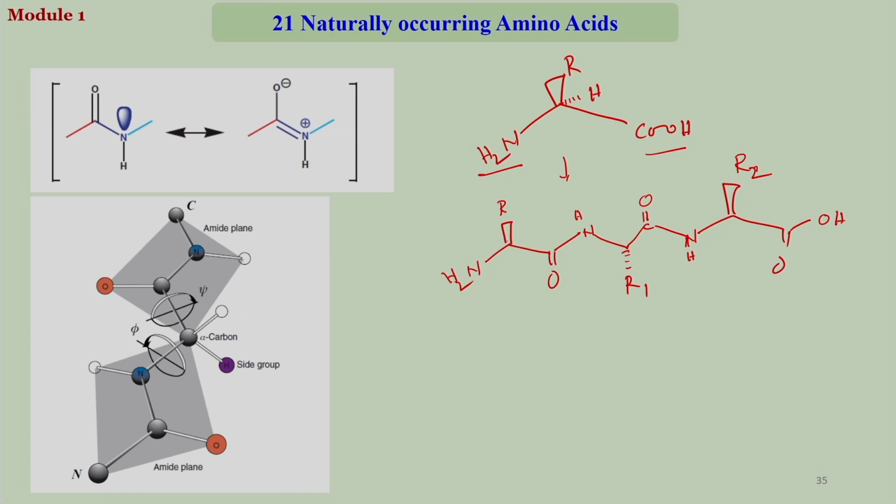You can draw it in many other ways, and you can see that they have a peptide bond, which is basically an amide bond. Now, this peptide bond exists in two different structures. It can have resonating structures.